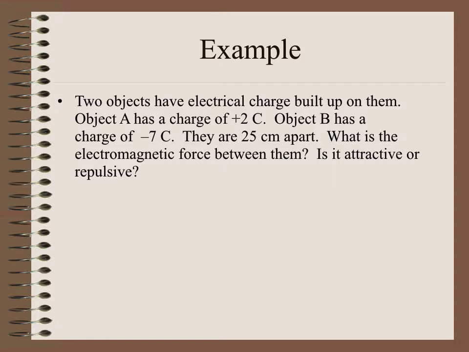Here's an example. Two objects have electrical charge built up on them. Object A has a charge of positive 2 coulombs. Object B has a charge of minus 7 coulombs. They are 25 centimeters apart. What is the electromagnetic force between them, and is it attractive or repulsive? So we start as usual by identifying what we're looking for. We're looking for the electromagnetic force, denoted by an F. So we can put down our formula for the electromagnetic force: F = k times q1 times q2 divided by d squared.